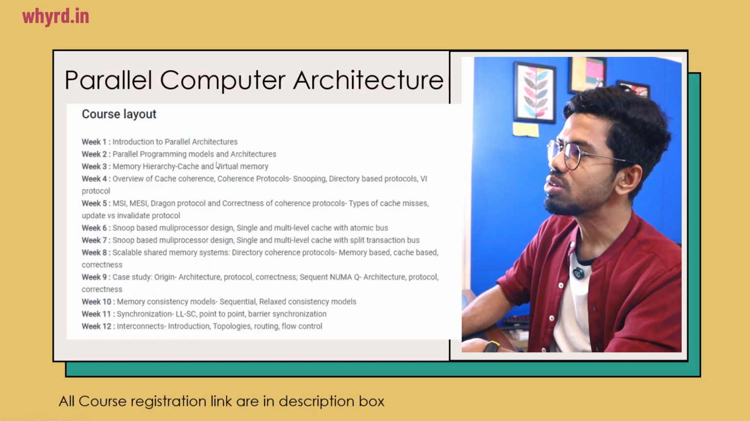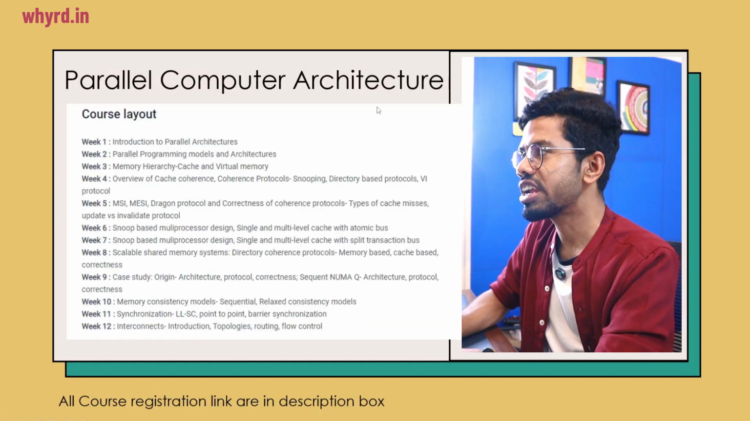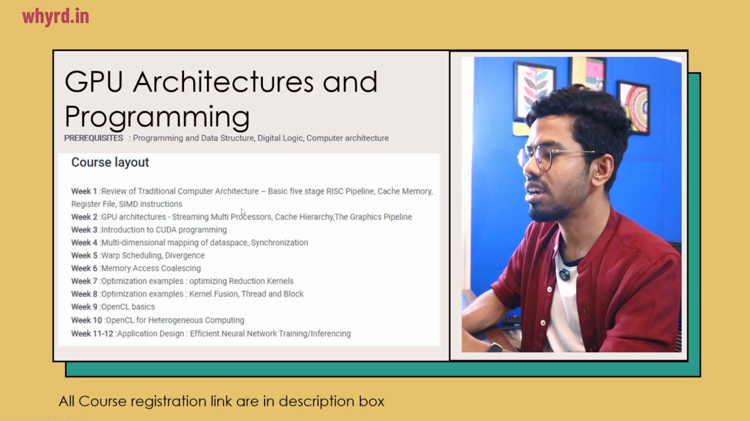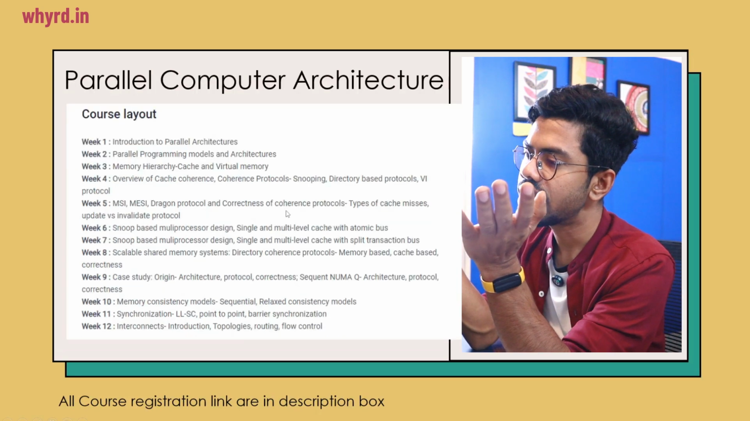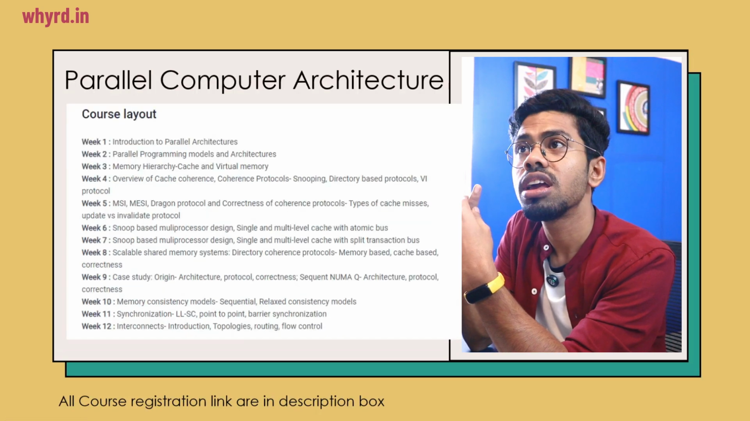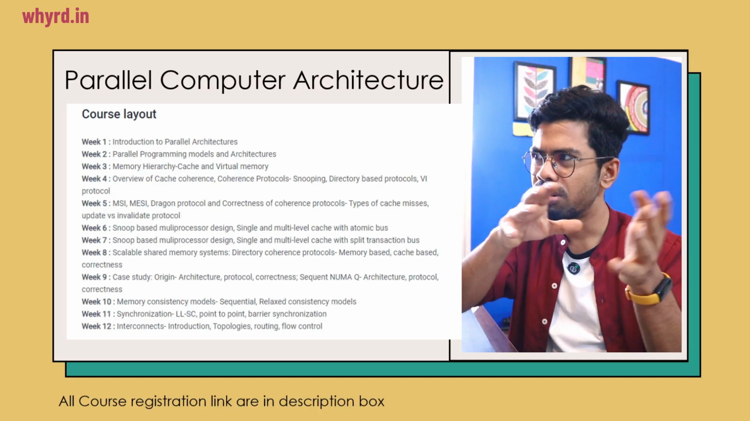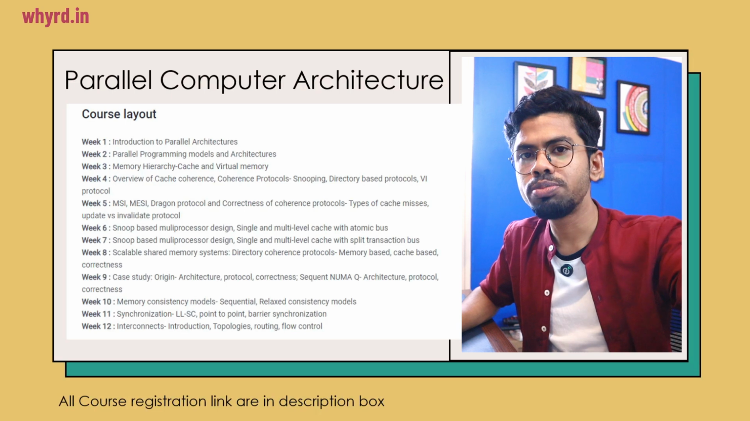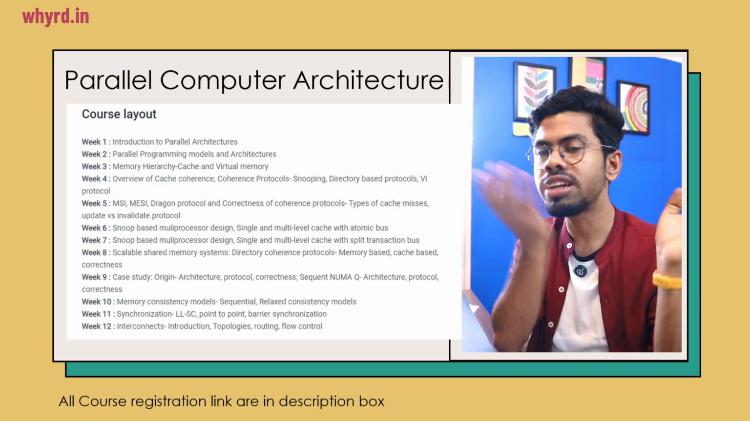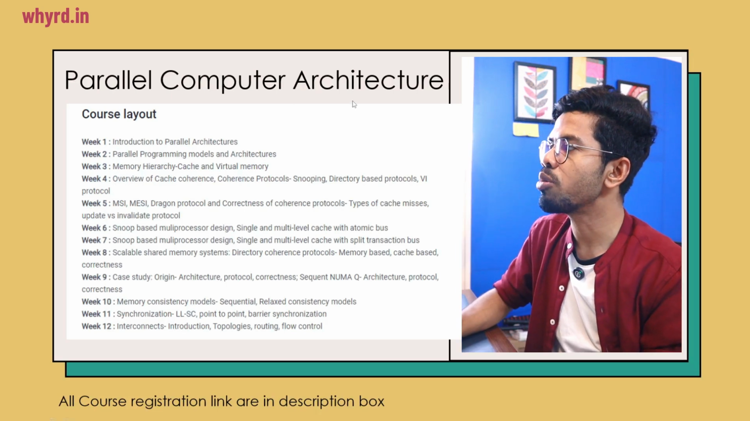Okay, so the first course is parallel computing architecture. Again, for this there are a lot of prerequisites. The prerequisites are digital electronics, computer architecture, and a little bit of programming. All the things we have discussed for probably the last 20 minutes, those prerequisites need to be done. And if you have already done those things, then you can go here, parallel computing architecture.